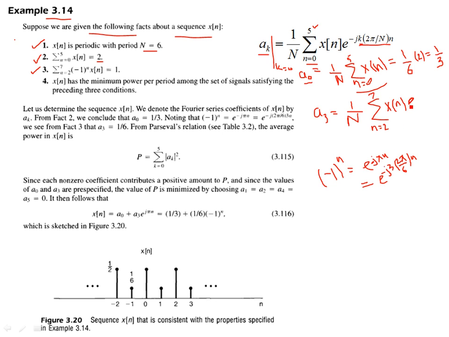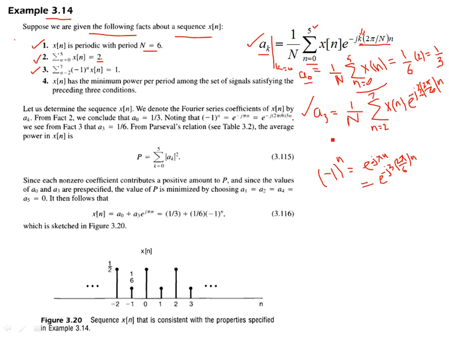So if I write this as exponential minus j 3 times 2 pi by 6, because N is 6, we're considering 6 terms, then n is the discrete time index. So you can see, if you compare this Fourier coefficient with a k, you can see k is equal to 3. This is k equal to 3. K is 3, and this is the third harmonic.